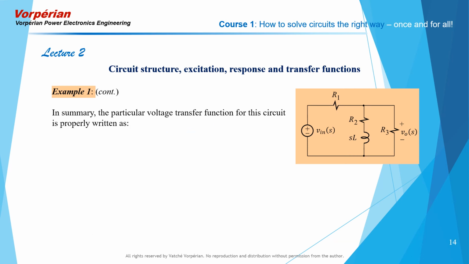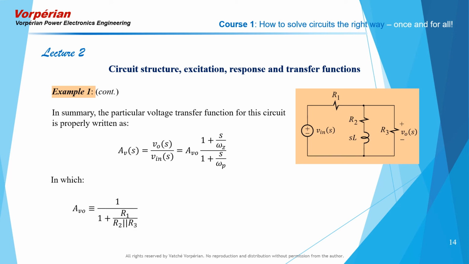So to summarize, the particular transfer function of this circuit can be written as follows. A constant gain AV0 and a numerator 1 plus s over omega z divided by a denominator 1 plus s over omega p. AV0 is the low pass gain of the circuit, omega z is the zero of the circuit, and omega p is the pole of the circuit.